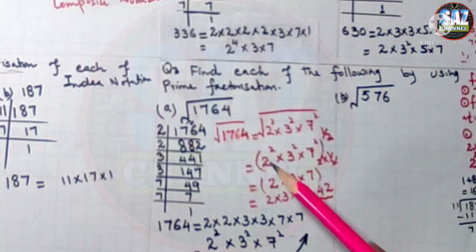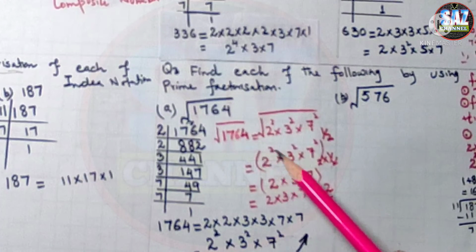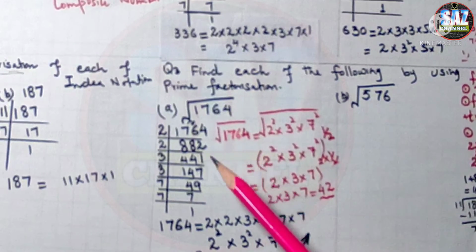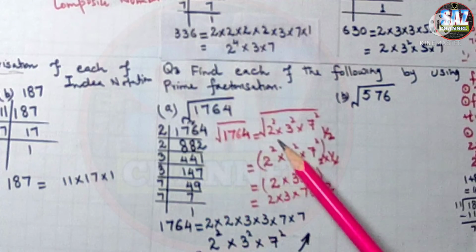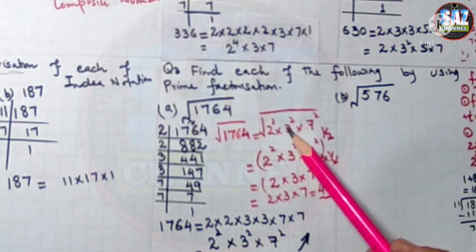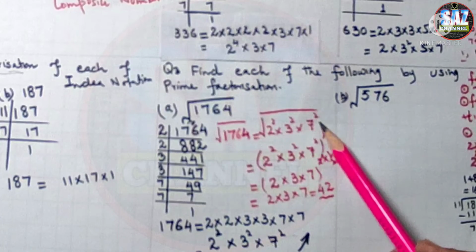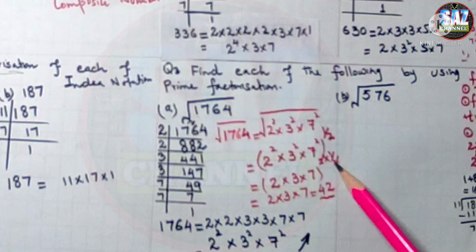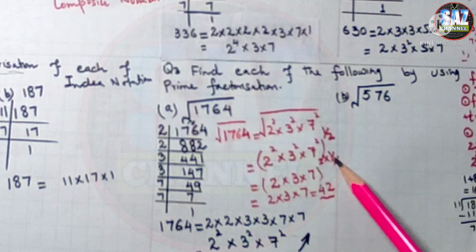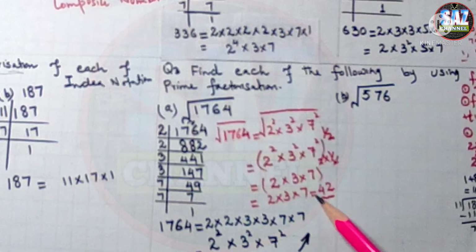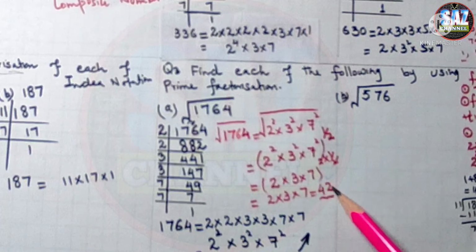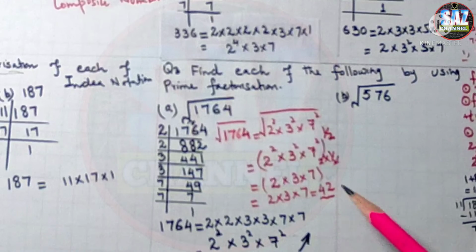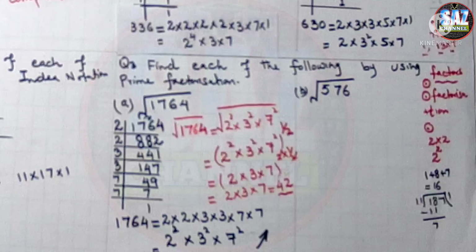You can see that here, when we are expressing 1764 as a product of prime factors, every factor has the power 2. We can easily pull it out and simplify it with the 1 by 2, and then the number which is inside the bracket becomes the answer. Moving to the second part, that is 576.